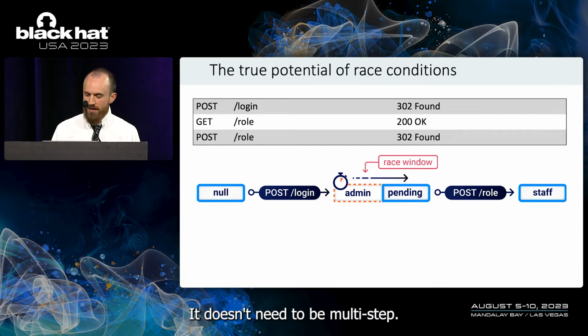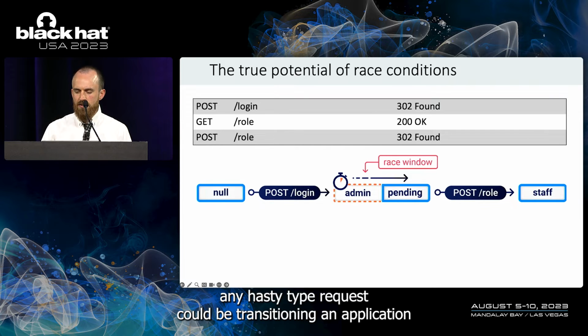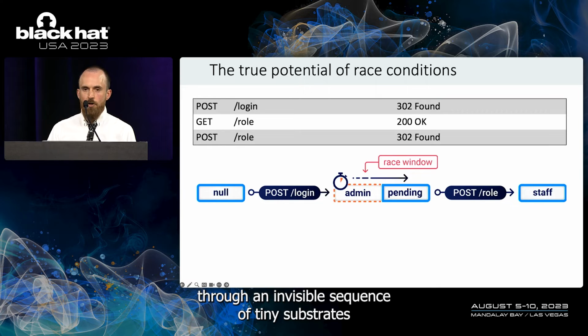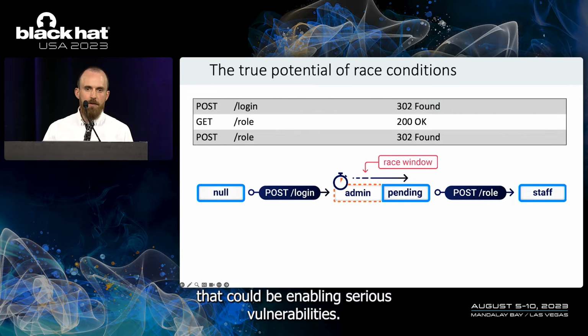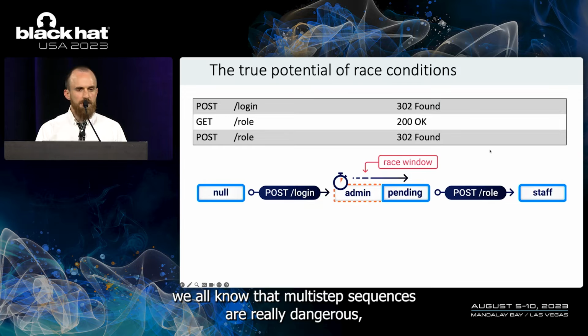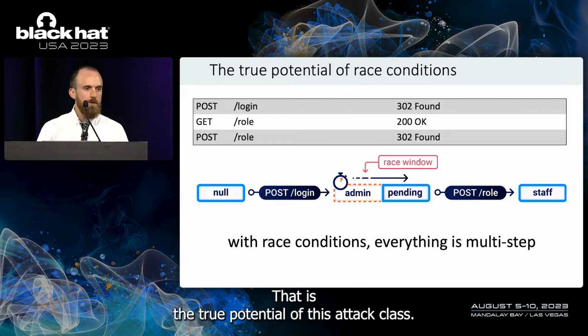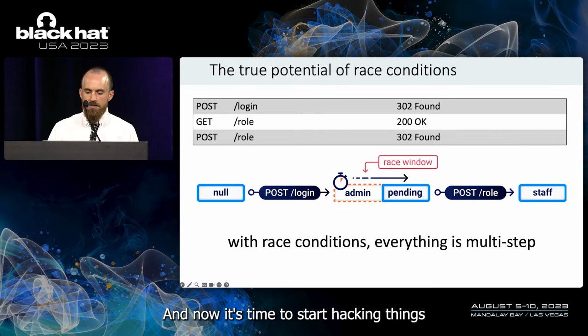It doesn't need to be multi-step. But more than that, it shows that any HTTP request could be transitioning an application through an invisible sequence of tiny substates that could be enabling serious vulnerabilities. In other words, we all know that multi-step sequences are really dangerous. And with race conditions, everything is potentially multi-step. That is the true potential of this attack class, and now it's time to start hacking things.